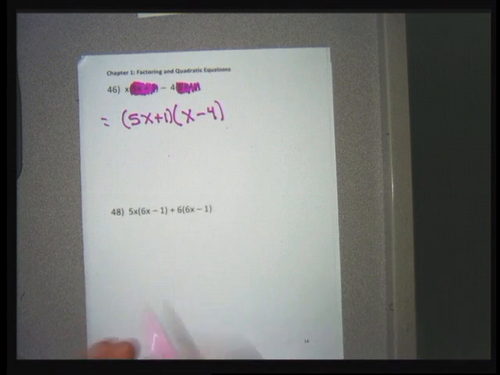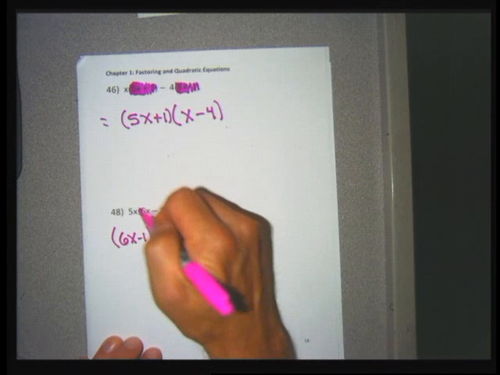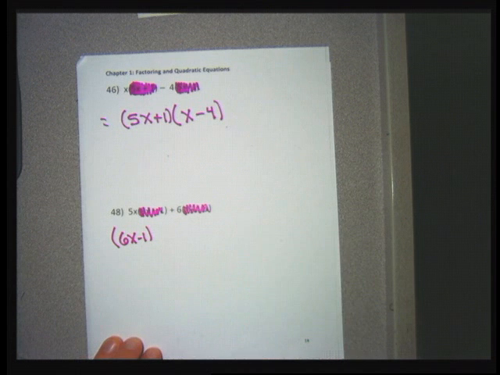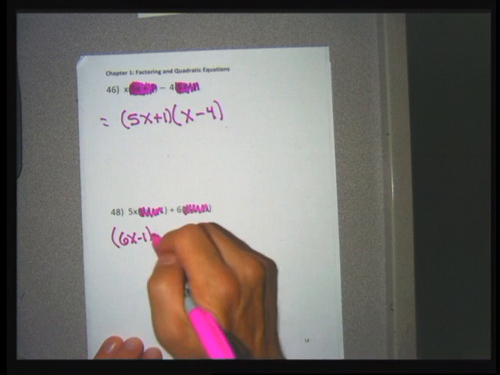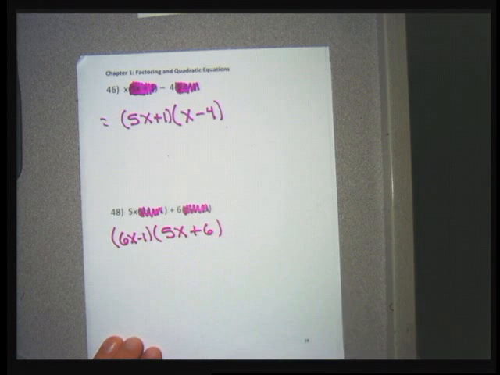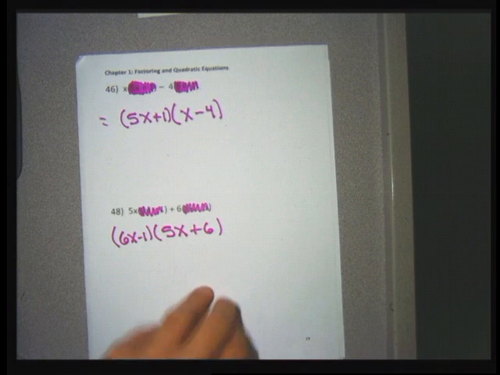48, there's a 6x minus 1 in common. When I factor out the 6x minus 1s, I can see what's left if I cross out the 6x minus 1. First, there's going to be a 5x. Second, there's going to be a plus 6. So this factors into 6x minus 1 times 5x plus 6. This kind of factoring only works if the contents of the two parentheses are exactly the same. If the parentheses aren't exactly the same, then this strategy just doesn't work.